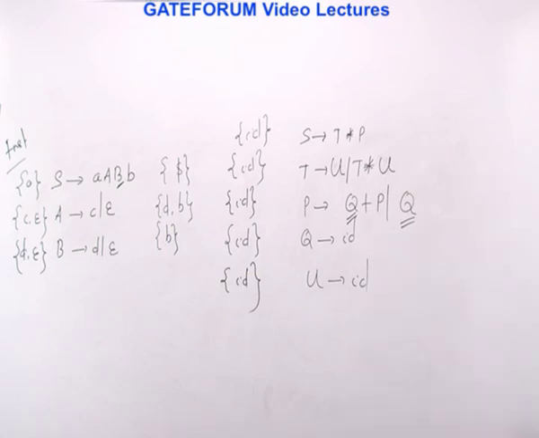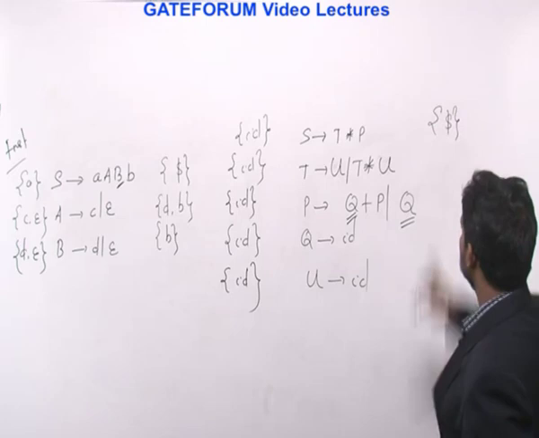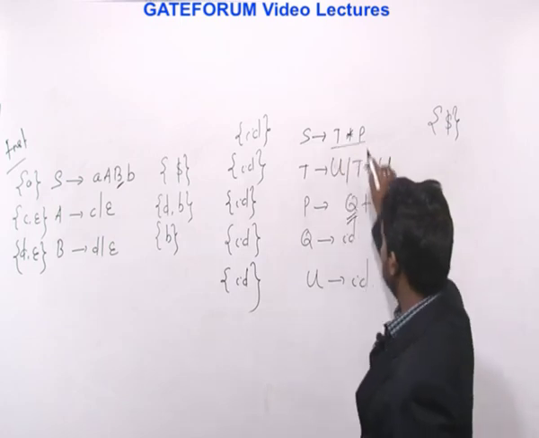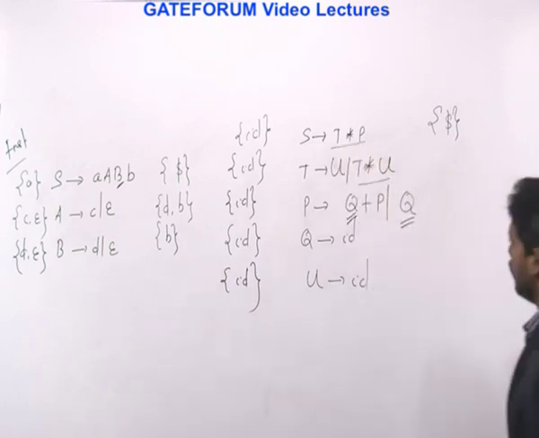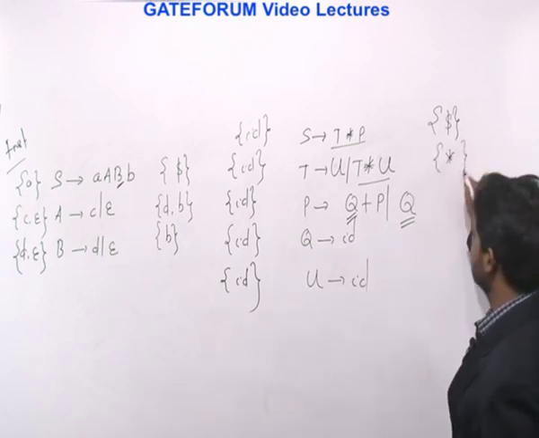Okay, now follow of S, by default it is $. What is follow of T? Follow of T, where T is present. So T is present in two places, here and here: T star P, T star U. Both are saying the same thing, that T is followed by the only symbol in this case, which is star.